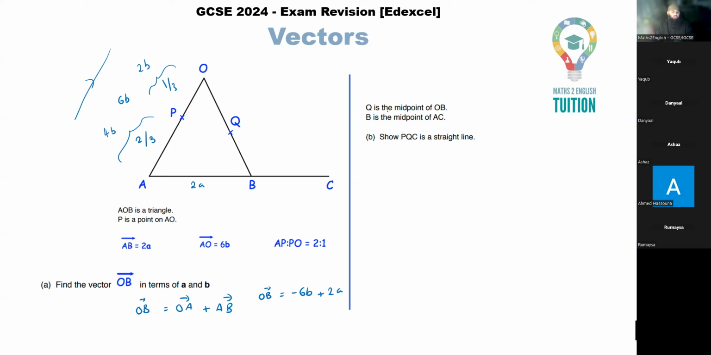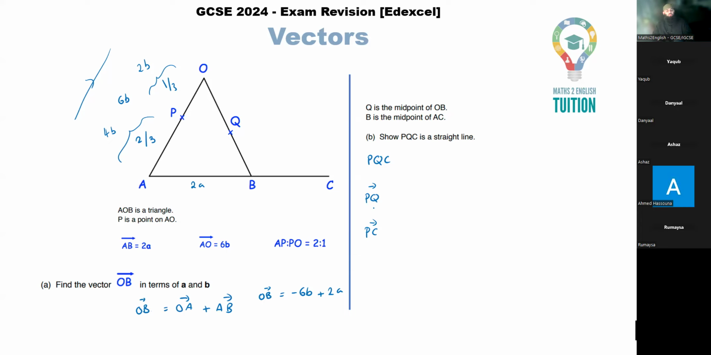Then it says Q is a midpoint of OB and B is a midpoint of AC. And the question says, show that PQC is a straight line. So if I want to work out that PQC is a straight line, I have to work out PQ and I have to work out QC, or either P to C. And if both are a multiple of each other, they are in a straight line.